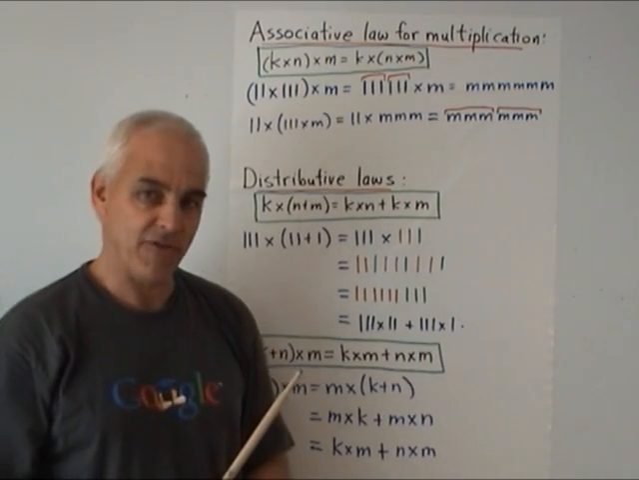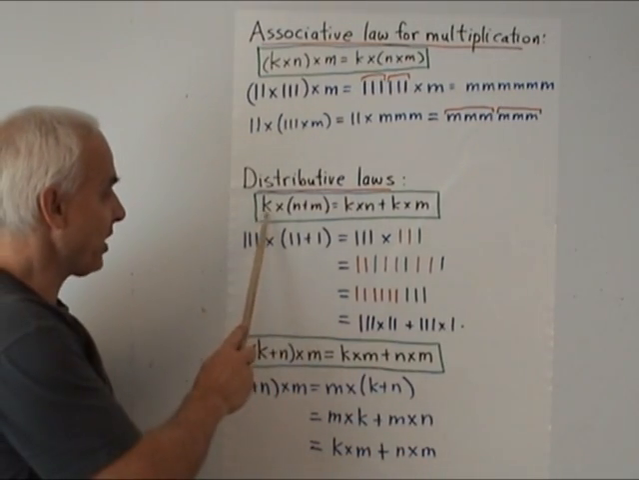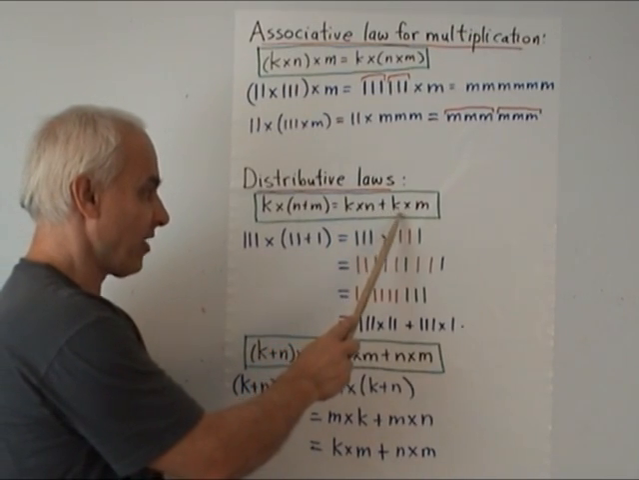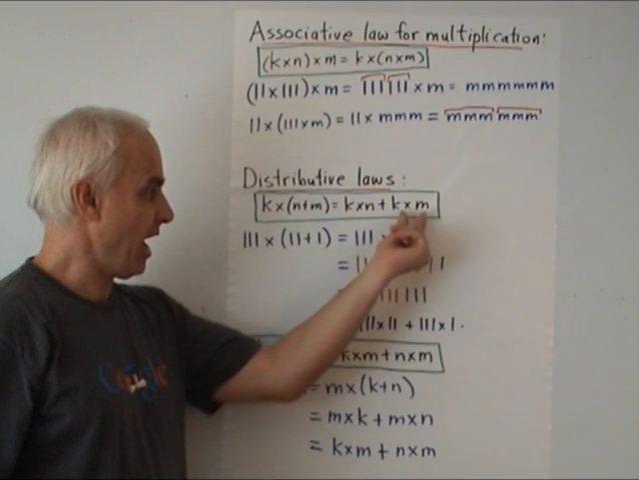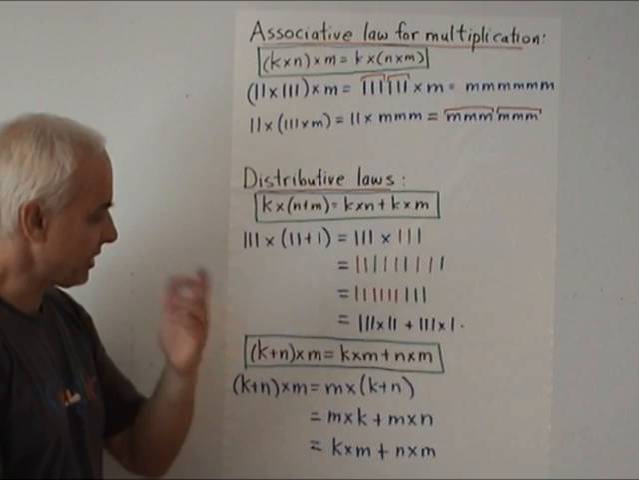Now the distributive laws, which combine addition and multiplication. So the first one is k times (n plus m) equals k times n plus k times m. And I remind you, this means we do this multiplication and this multiplication before we do the addition. Let's look at an example.